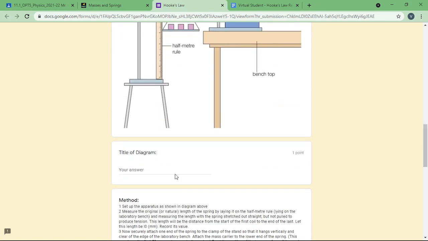Now, a diagram showing the laboratory setup for Hooke's law. Good. That's it for me there.